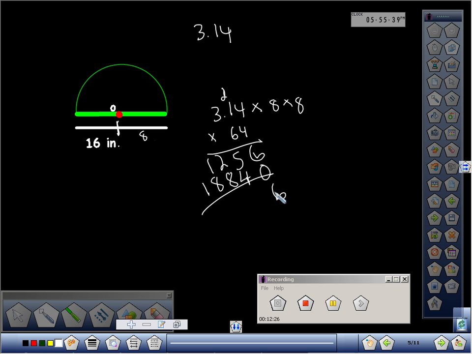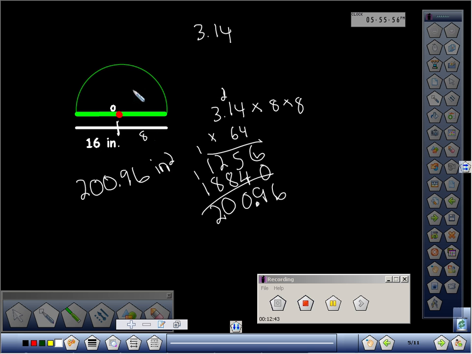I find myself writing sideways all the time. 9, 0. Carry the 1. 8, 9, 10. 0. Carry the 1. 2. So we get 1, 2, 1, 2. Okay, so the whole circle would be 200 and 96 hundredths. And that's in inches squared.